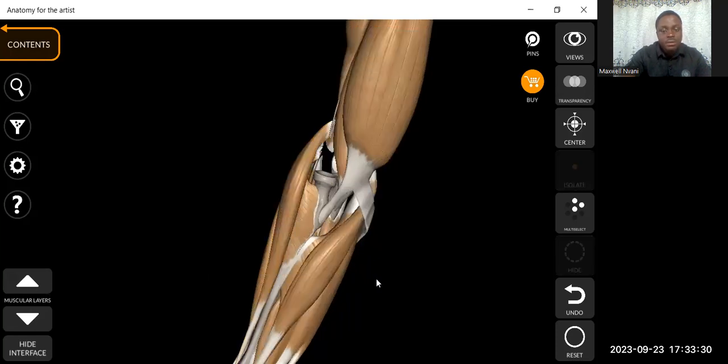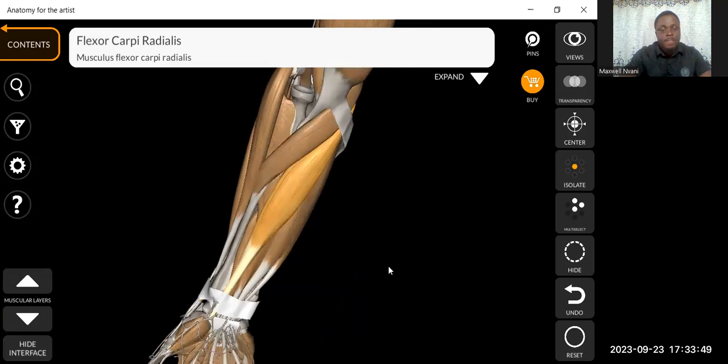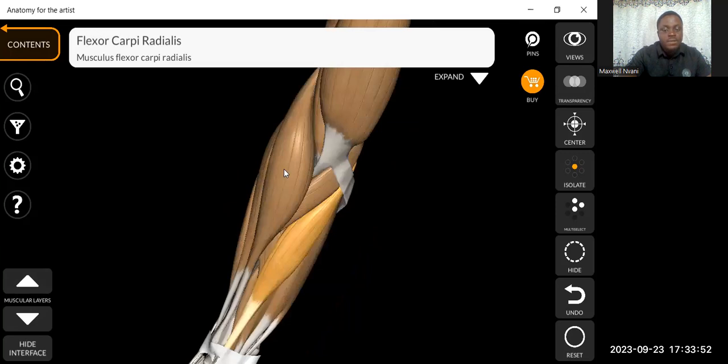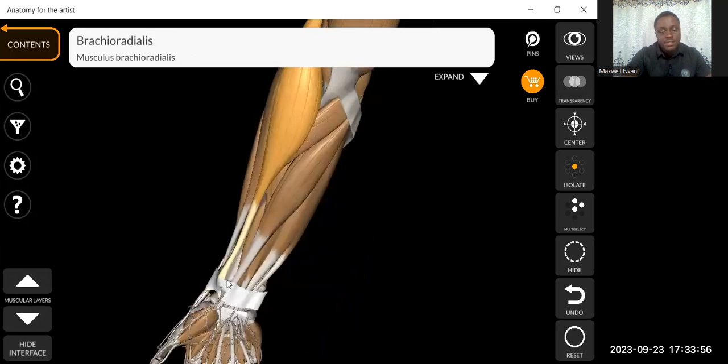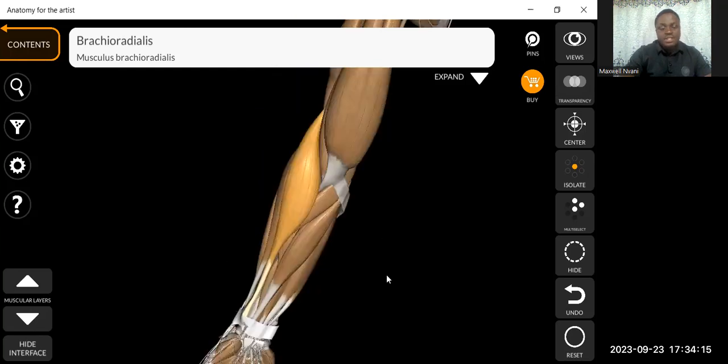Then we have this flexor carpi radialis. All these muscles are flexor muscles, but they are not attached on either the radius or the ulna, so we're not going to talk about it. Finally, we have the brachioradialis muscle. This is attached somewhere on the radius close to the styloid process. Okay. So this thick muscle right here, that's your brachioradialis. All right. So that is by way of attachment.